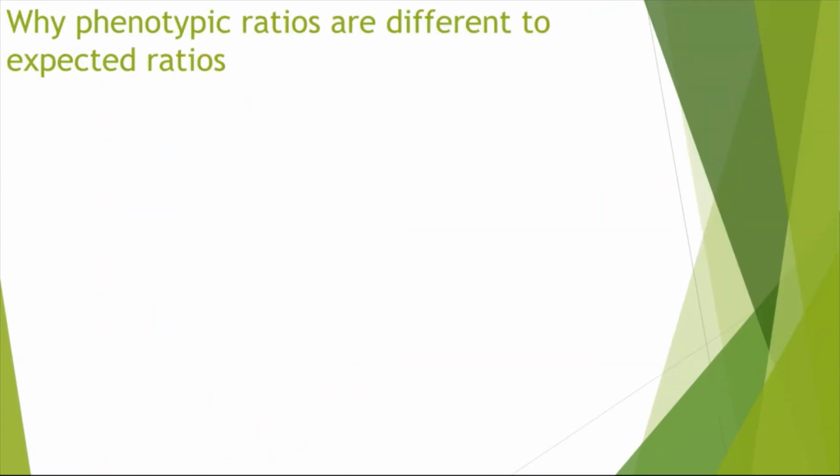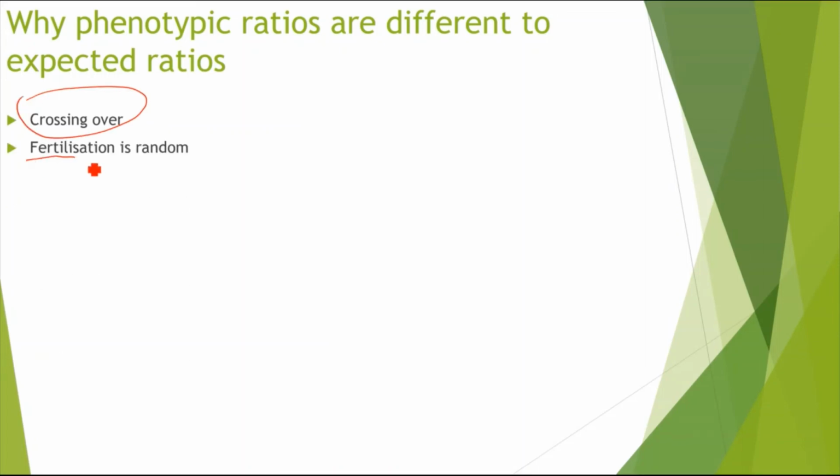Okay, so you might be asked in an exam question why phenotypic ratios are different to the expected ratios. For the reasons, you might be able to say that crossing over has occurred. This is especially applicable for autosomal linkage, so for autosomal linkage, always mention crossing over. For the second reason, you could say that fertilization is a random process. Any gamete could go with any gametes, so you might have a different ratio to what you expect.